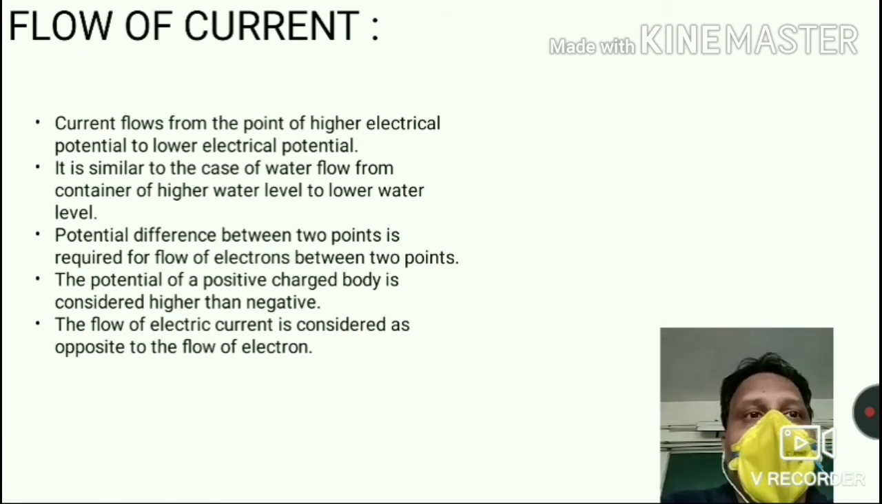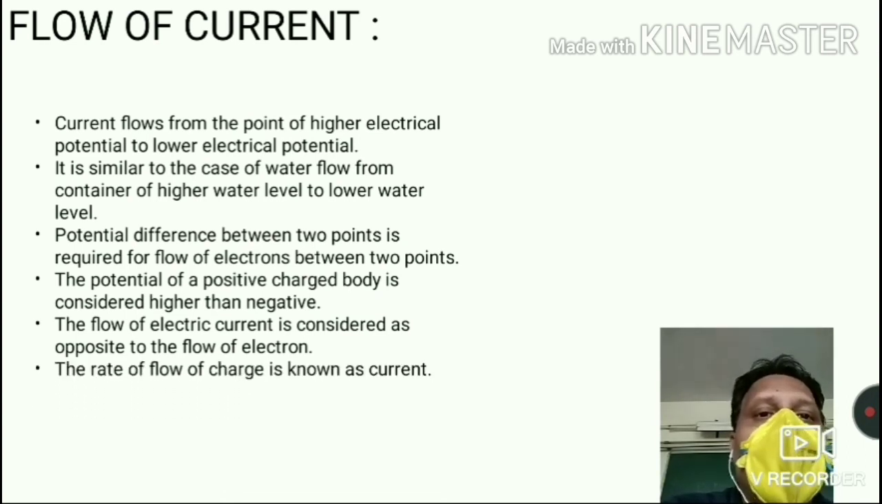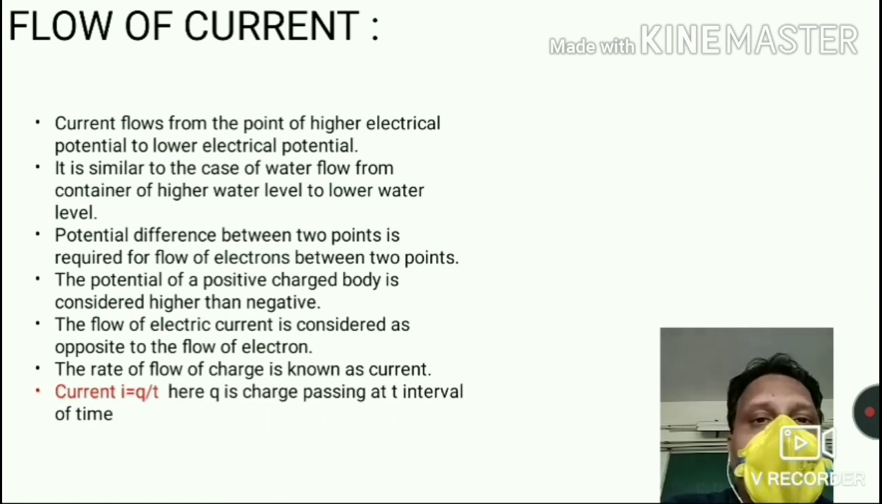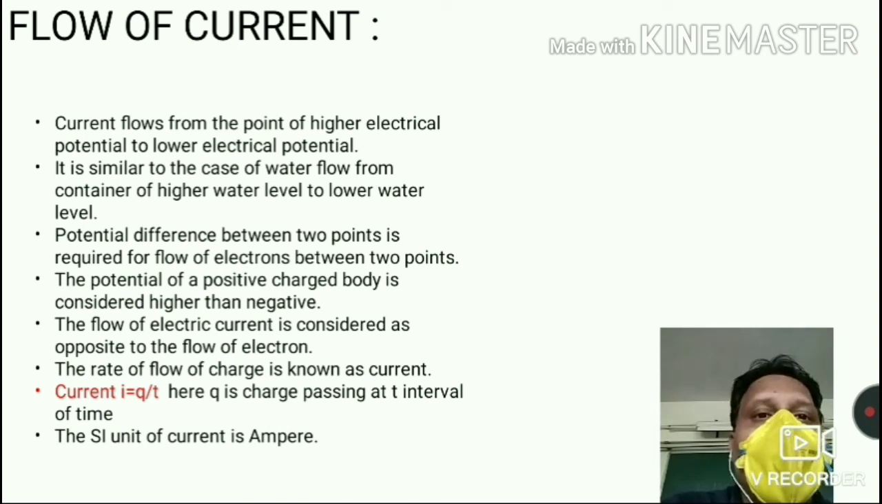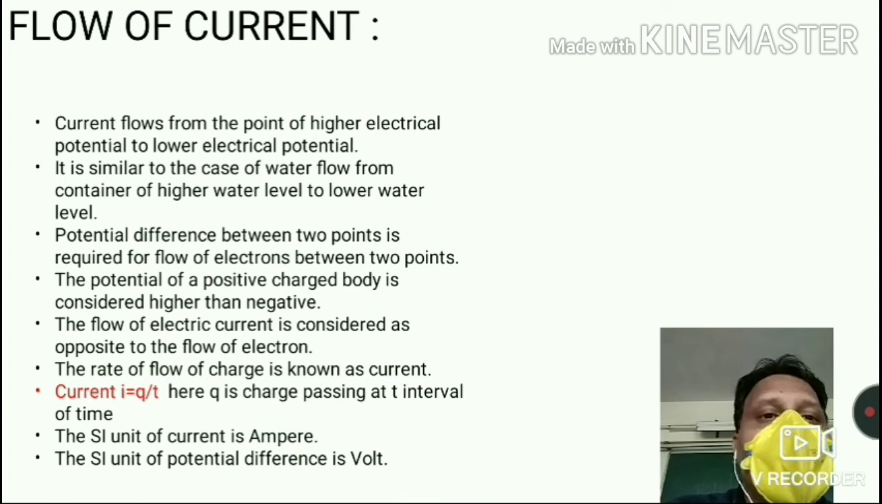In the same way, if the current is moving in one direction, the electron is moving in the opposite direction. We can see it afterward. The rate of flow of charge is known as current. In a wire, how much charge is flowing per unit time is called current. So current is denoted by the letter I, and is defined as charge per unit time, I equals Q by T. Here Q is charge and T is time interval. The SI unit of current is ampere, and the SI unit of potential difference is volt.